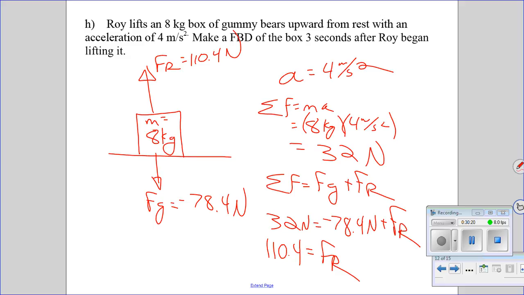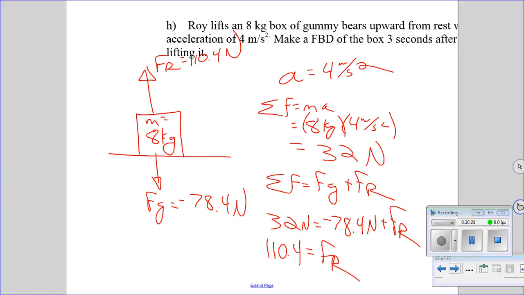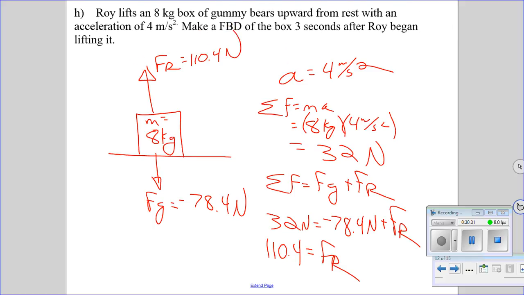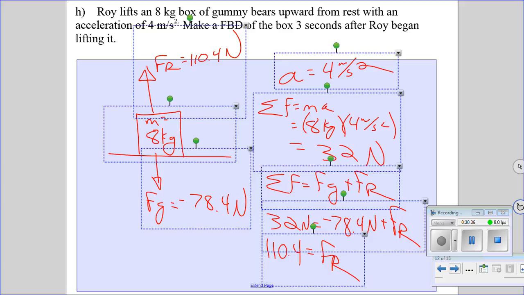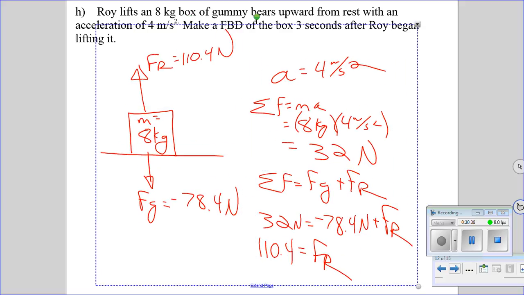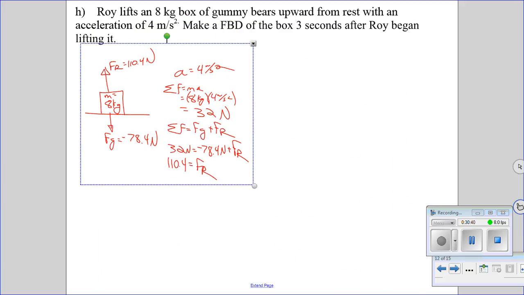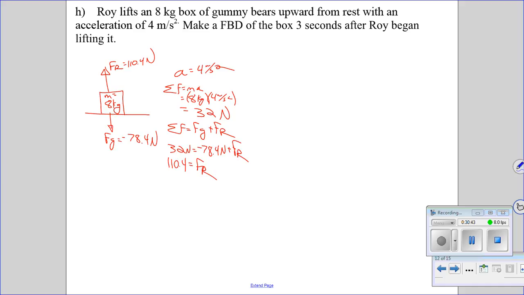Make sense, you guys? Oh, I'm sorry. Thank you. No, the time is not irrelevant. I'm glad you asked that. Remember I said at the beginning that if you knew anything about the velocity, you should include that in your drawing? Well, it says specifically to make a free body diagram after 3 seconds. So that's going to give us enough information. I know my acceleration. I know my net force. But I can also find my velocity, right?